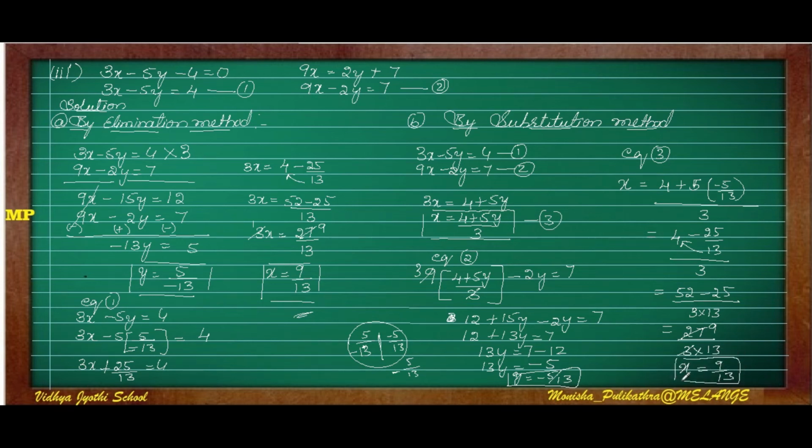So from both substitution and elimination method we can see here x value is 9 by 13. Here also x value is 9 by 13, and y value is minus 5 by 13. This is y value, minus 5 by 13. So this proves the equations are proper.